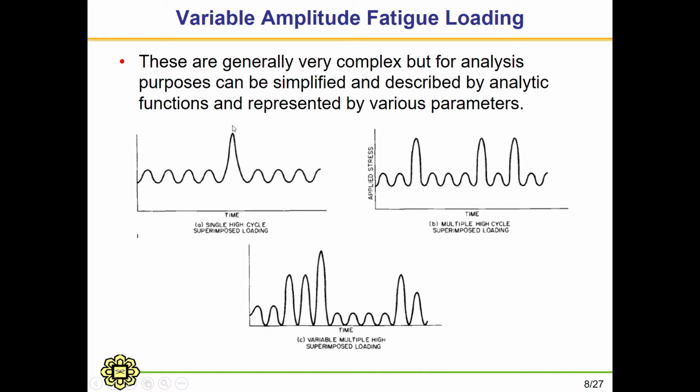If you see the same trend, but we have multiple high cycles, so we say that this is the multiple high cycle superimposed loading, where the high cycles have the same amplitude. Okay, the same amplitude for the highest cycle, and then it keeps the same constant value as before. But if you see, this is the most random case, the variable multiple high cycle superimposed loading, where all of the amplitudes most likely are not the same or not constant, and there is some kind of variation in terms of the amplitude.